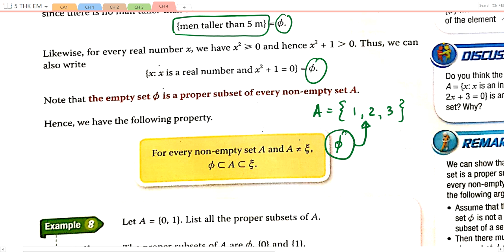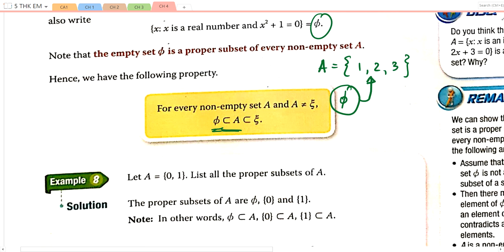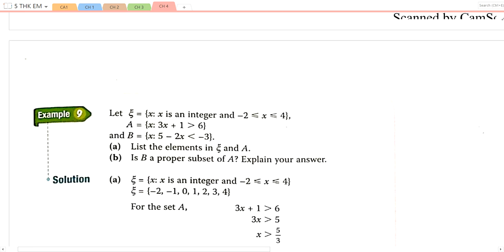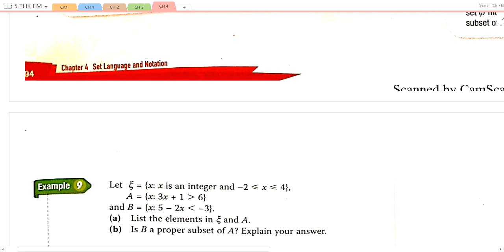Now the summary is that for every non-empty set A, so A must have something, and another condition is that A is not equal to the universal set, we say that A is a proper subset of the universal set, and at the same time the empty set phi is a proper subset of A. Okay, just two more examples to go through.